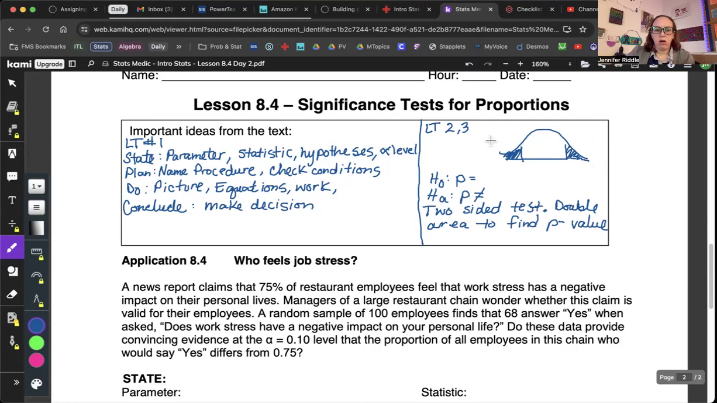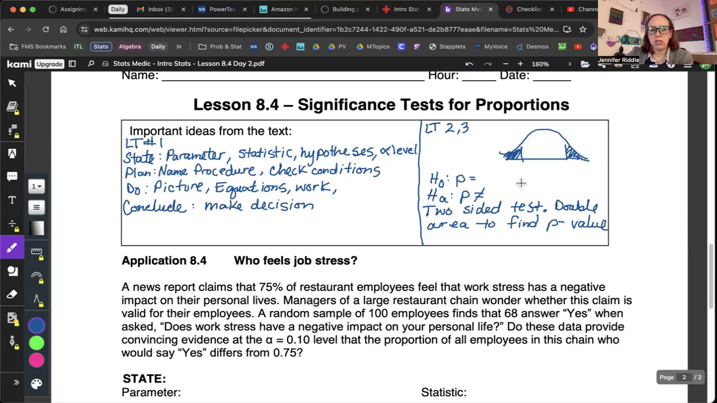Then for our second and third learning goals, our second learning goal was to calculate the p-value for a two-sided significance test about a population proportion using table A, and then use the four-step process to perform a two-sided significance test about a population proportion. So far, all we have looked at is one-sided, where we either shade the left-hand side or we shade the right-hand side. But you can actually do both sides.